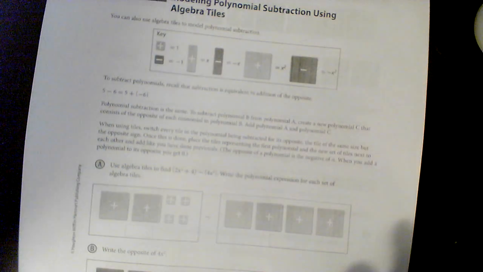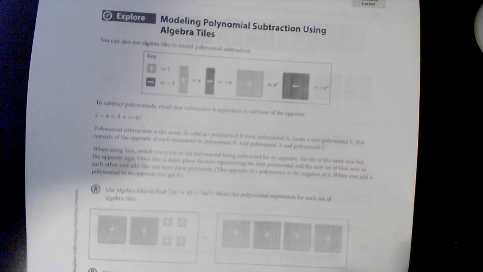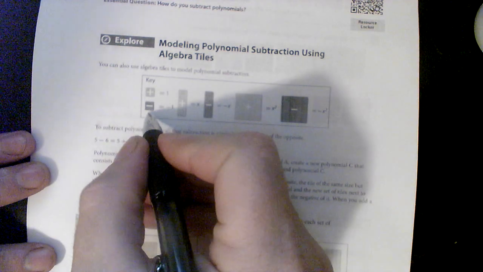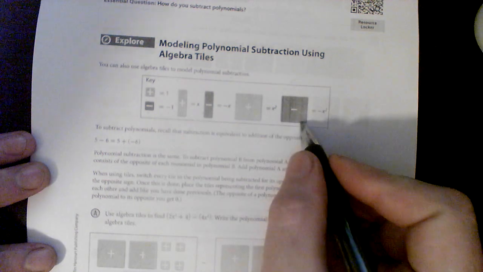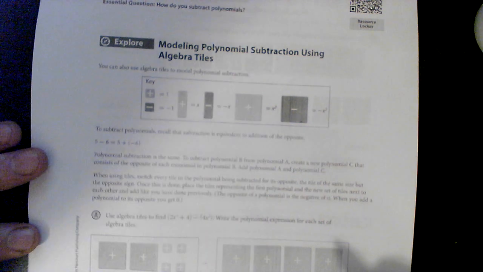Alright, here we go. We're going to do the same thing we did yesterday. Instead of adding, we're subtracting tiles. We've introduced some negative tiles up here. Right? This is number 1 and negative 1, x and negative x, x squared and negative x squared. And again, we're not going to do a whole lot of this year.